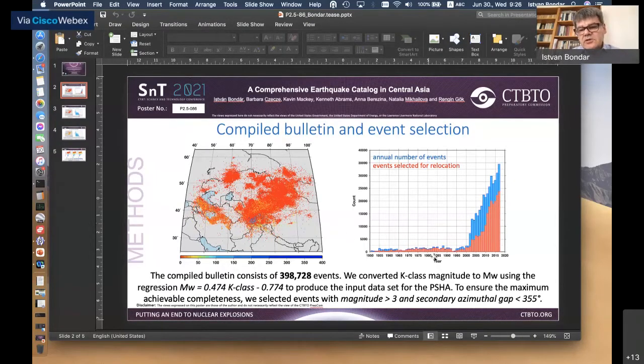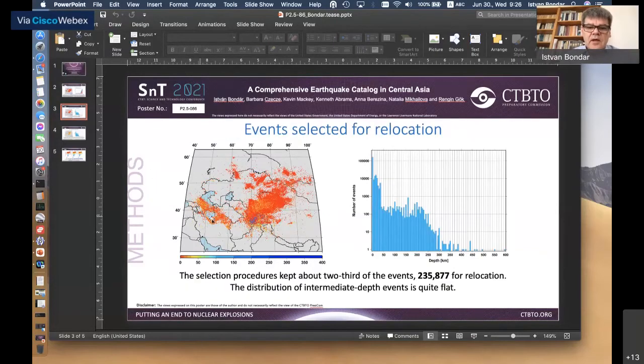And for the relocations, we relocate the entire bulletin with iLoc using RSTT. We select all events with magnitude 3 and above. These are the events selected for the relocation, and you can see at intermediate depths, the depth distribution is pretty much flat. This contains some 250,000 events.